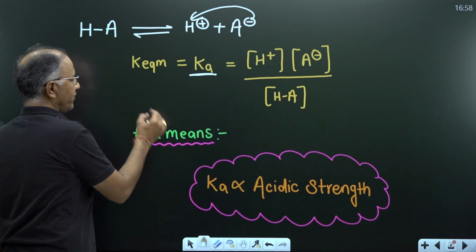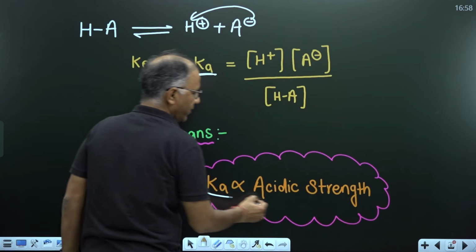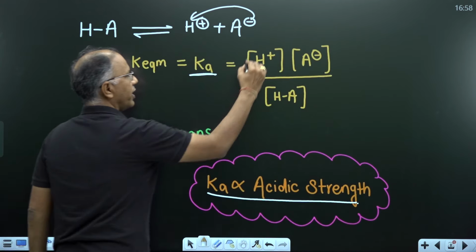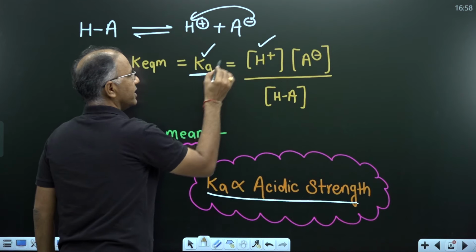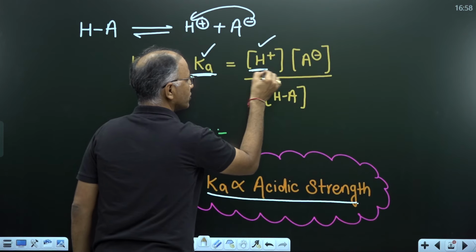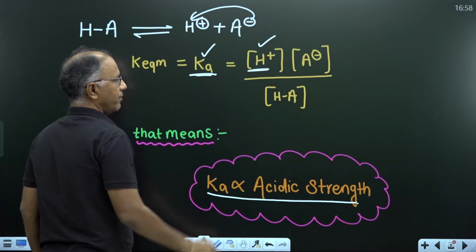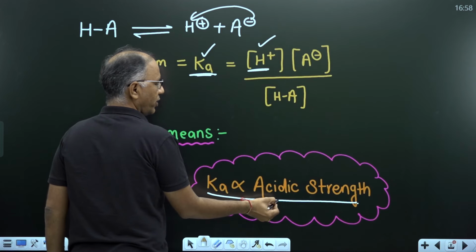Now what is the relation between Ka and acidic strength? It is directly proportional. Why? More H plus ion, more will be the Ka. This means Ka is directly proportional to H plus ion, which means Ka is directly proportional to acidic strength.